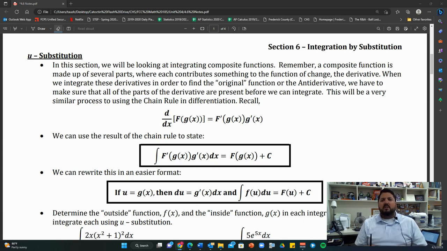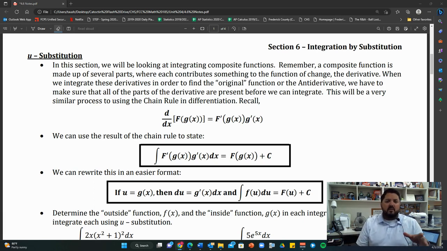So there's just going to be a little bit of fixing the integral so that we have what we need inside so that we can go backwards. So it's a pretty straightforward process once you get good at identifying all the different pieces inside the integral. So that'll be the toughest part to start with.